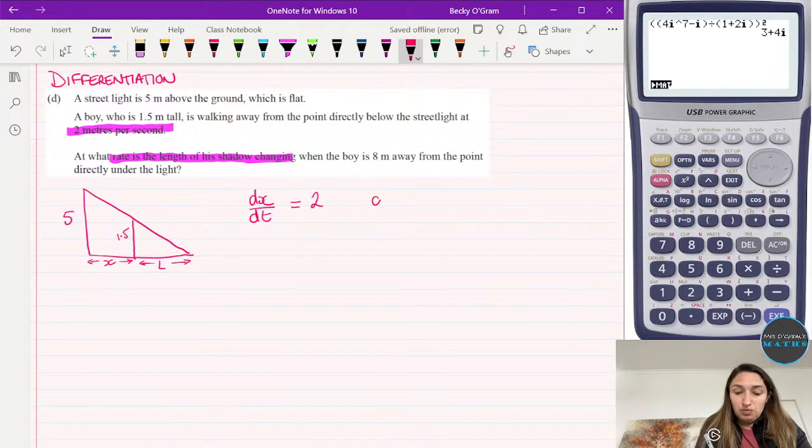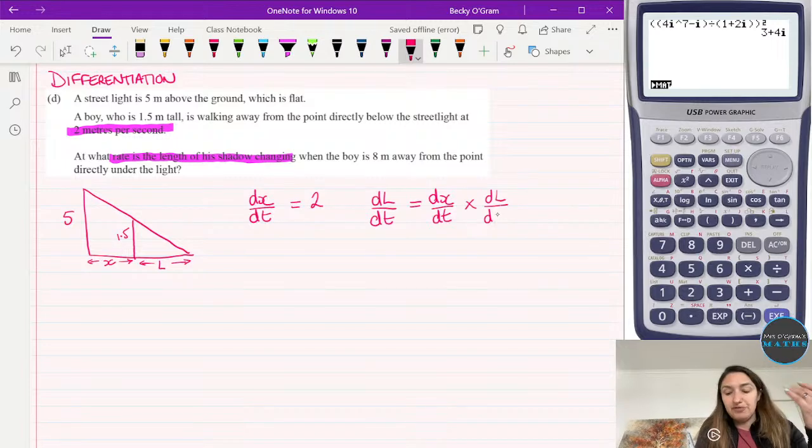So the thing we want to work out is the rate at which the length of his shadow is changing over time. Now, how can we use the thing that we've got to get there? We've got dx by dt. We need to multiply it by dL to introduce the L that we need, and we need to simplify away dx. So those dx's cancel, and we need dL to introduce the L, and then we'll end up with dL by dt.